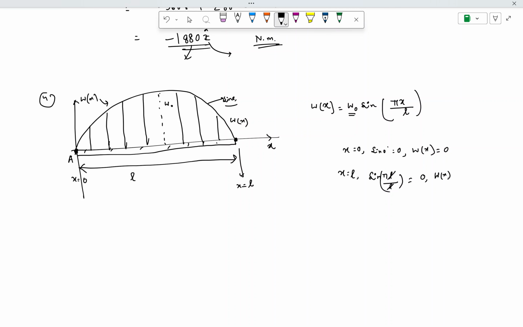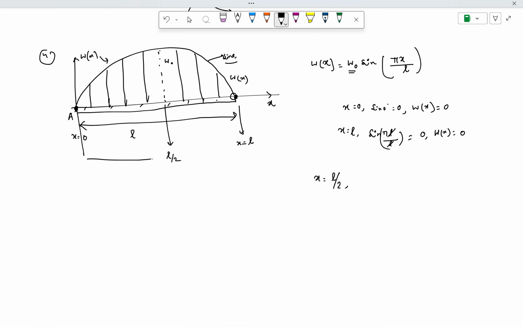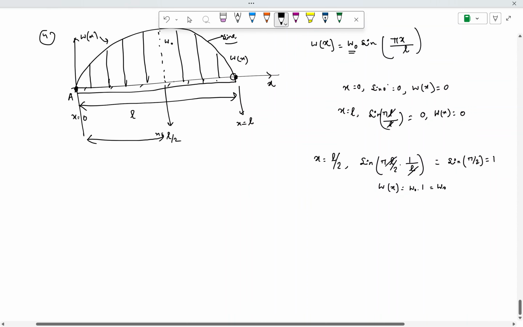So again Wx is becoming 0. So at this point also you can see the W is 0. But at x equal to mid, that is L by 2, which is this point, at L by 2 from both ends, here if you plug in, this is sine pi times L by 2 into 1 by L. This L and L cancel out. So this is sine pi by 2, which is 1. So then Wx becomes W naught into 1 equal to W naught, which is the amplitude part. So this is also correct, that here the Wx value is W naught.